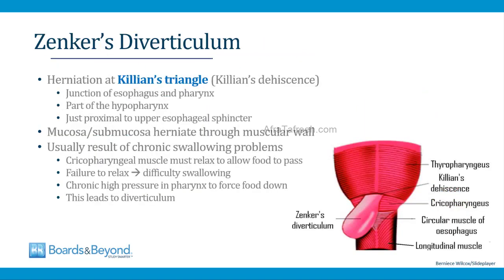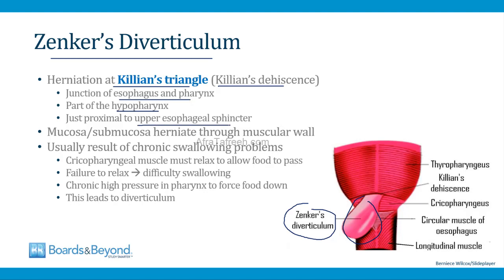Let's talk about a Zenker's diverticulum. This is a picture of what a Zenker's diverticulum looks like on the screen here. It's a protrusion of portions of the esophageal lining outside of the esophagus to form a diverticulum. It occurs at a location called Killian's triangle, also known as Killian's dehiscence. This is where the esophagus and the pharynx come together. It's considered part of the hypopharynx, and it's just proximal to the upper esophageal sphincter, just above that location.